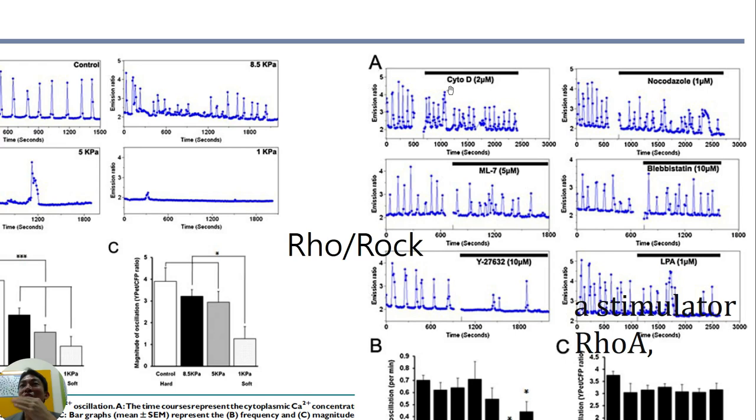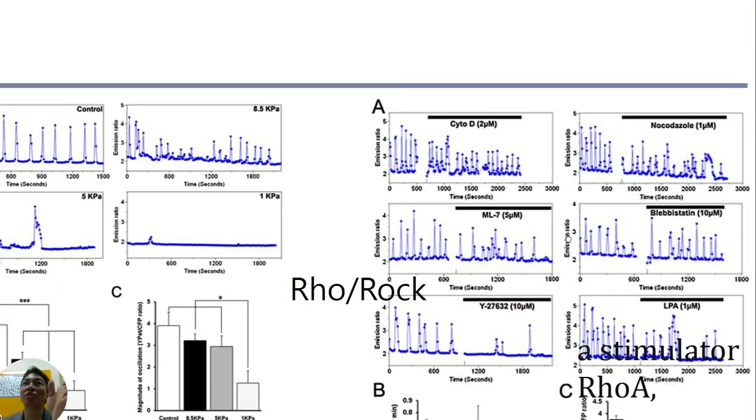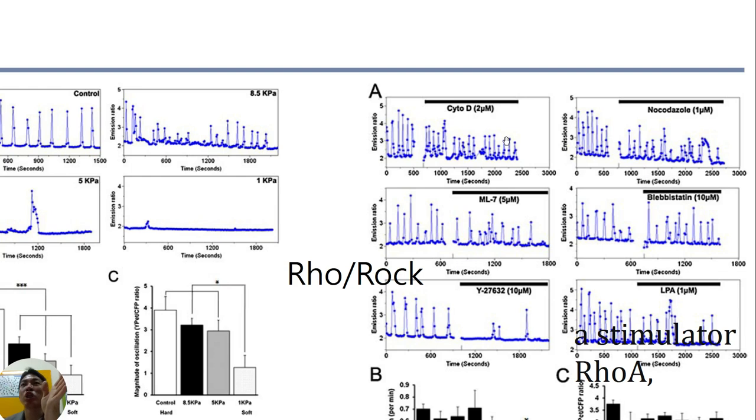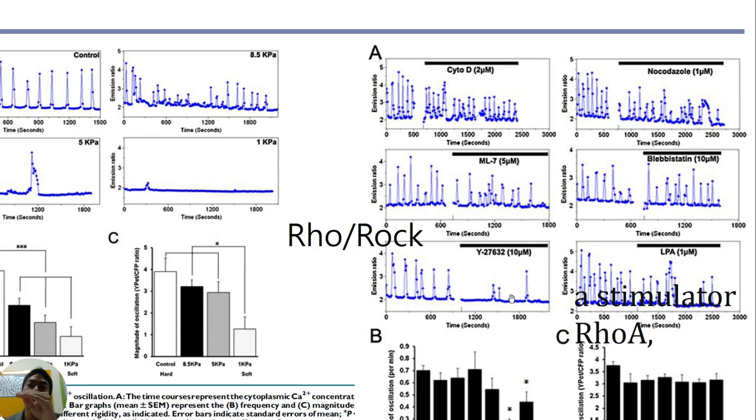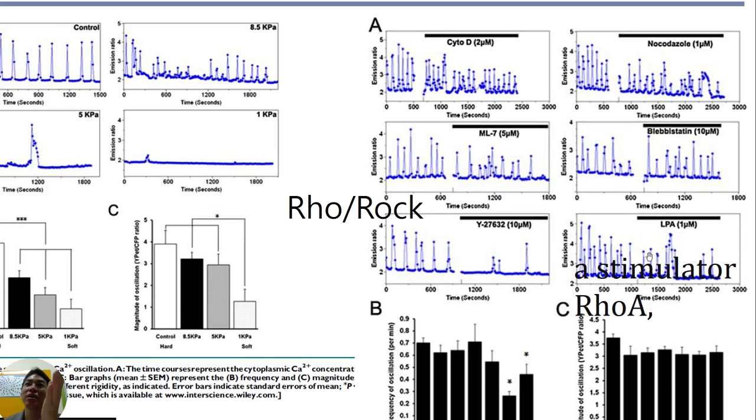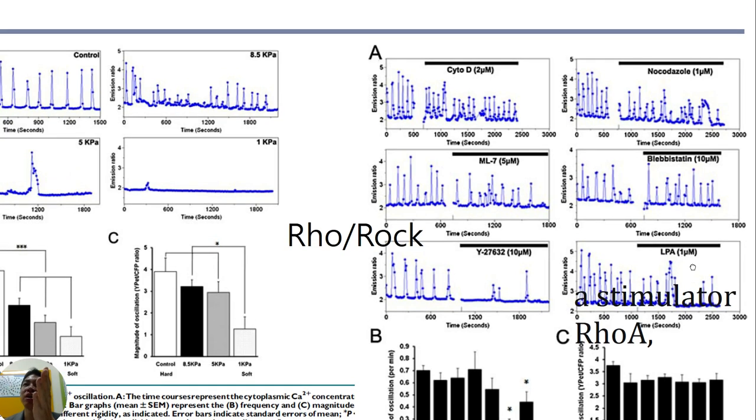So, cytochalasin D, when you treat it, this is all on glass. And then, cytochalasin D treated, no change, which means actin polymerization is not involved. Nocodazole, microtubule, not involved. ML7, a little, but probably not. Blebbistatin also, not much change. But the Y compound dramatically changes it. But when we increase the Rho pathway using this LPA, not much of a change. Actually, this is for their confirmation of ML7 and blebbistatin. This conventional ROCK pathway is not involved, but only the Y compound is involved.